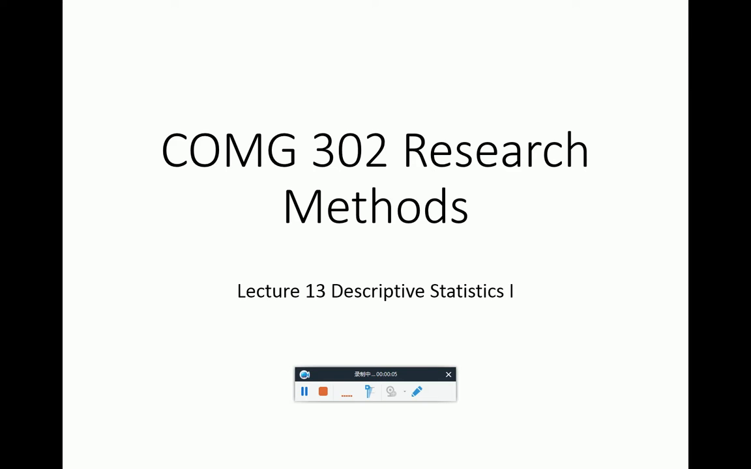So we will start a new topic this Monday after we talked about surveys and experiments. Well, briefly talked about these two methods of data collection.